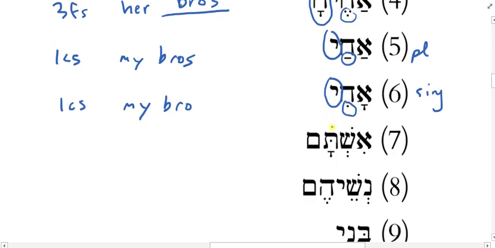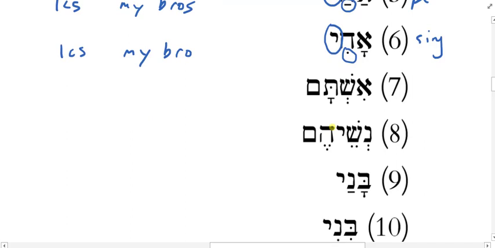All right. Number 7. This shouldn't be too hard. What you'll notice in all of these is I've paired your expressions so that they're almost identical to each other except one's singular, one's plural. So look at number 7. I have ishtam. What is my pronoun?